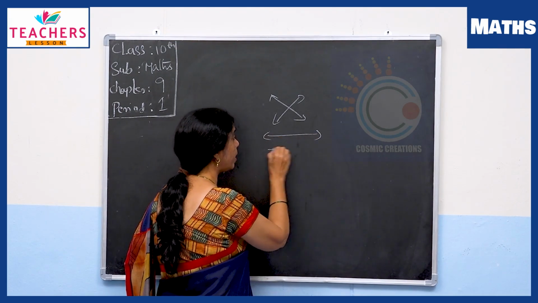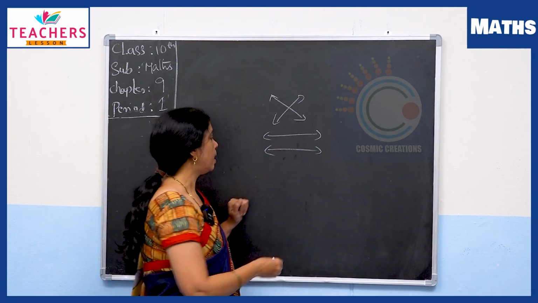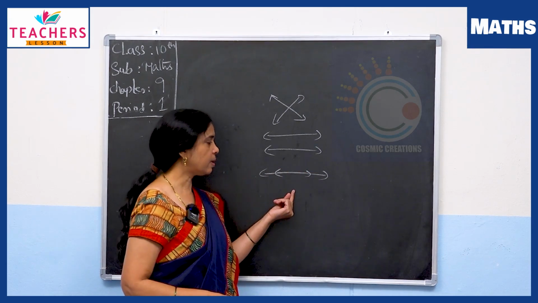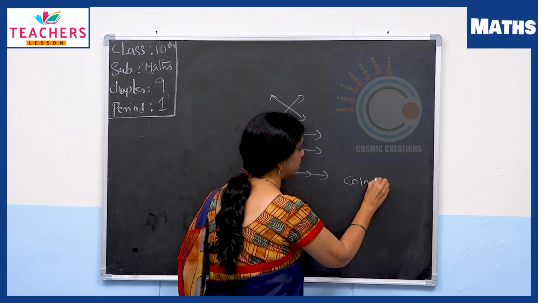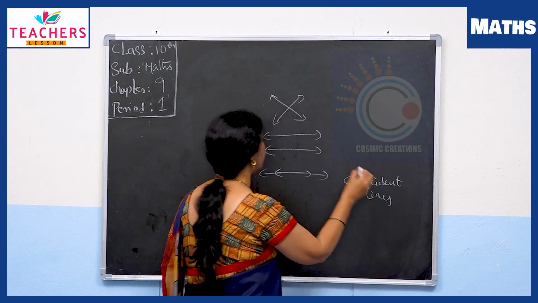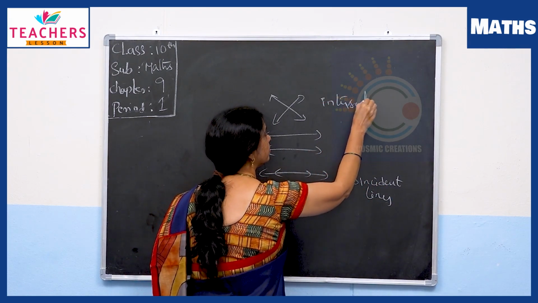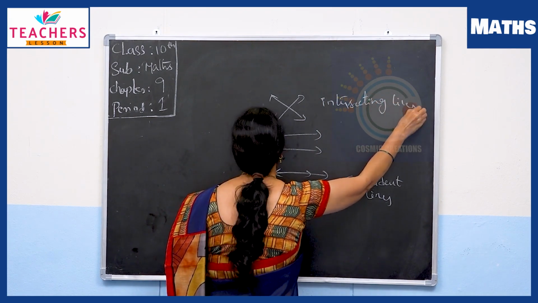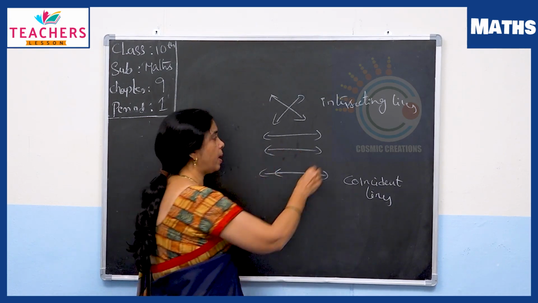The position may be like this. They may intersect. They may not intersect. And one more, the position may be like this. These are called coincident lines. Those are parallel lines. These are intersecting lines. These are non-intersecting lines, which means these are parallel lines.